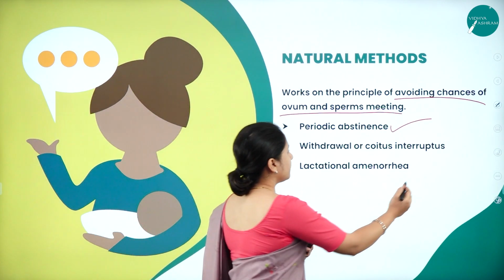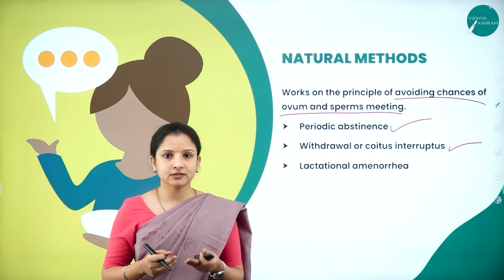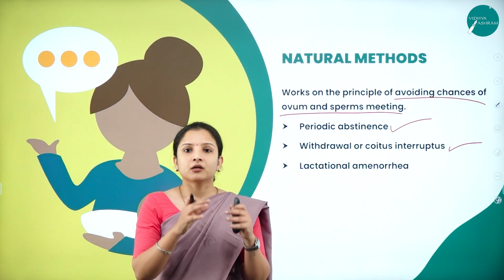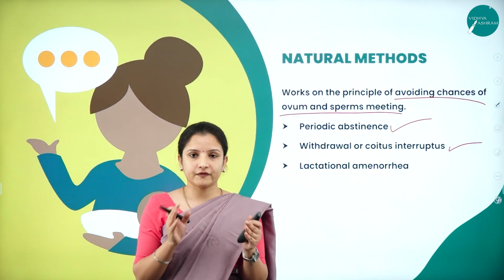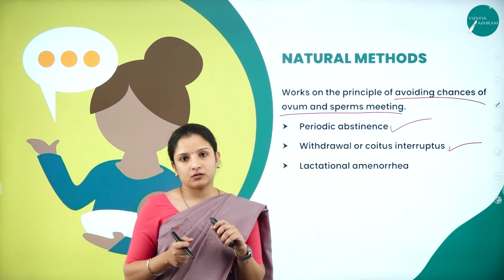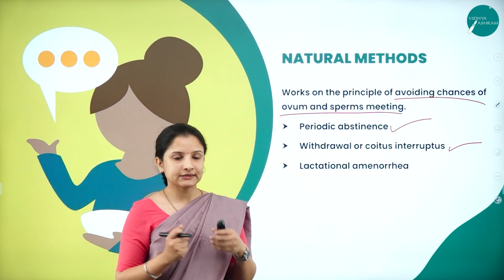And one more is withdrawal, or coitus interruptus. Before the penis releases the sperm into the vagina of the female, you withdraw the penis. This is also one of the natural methods.